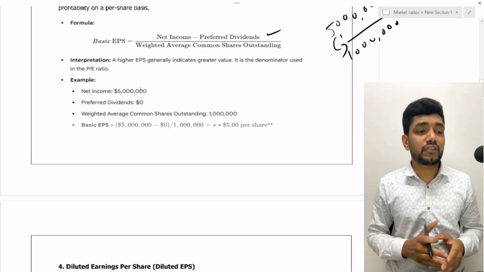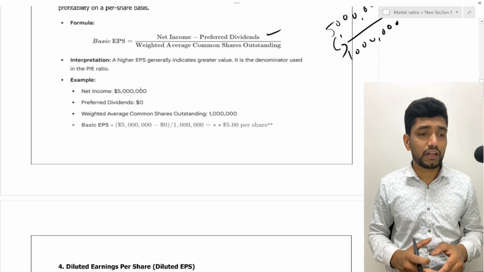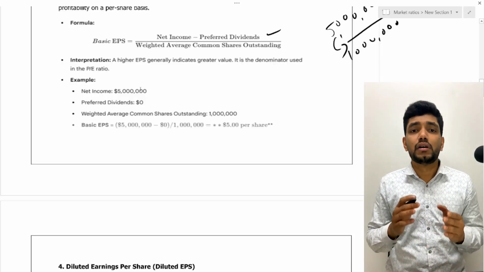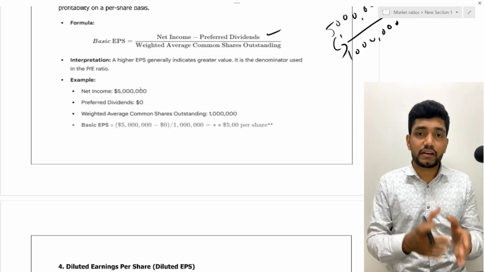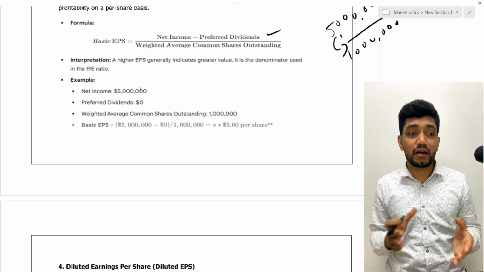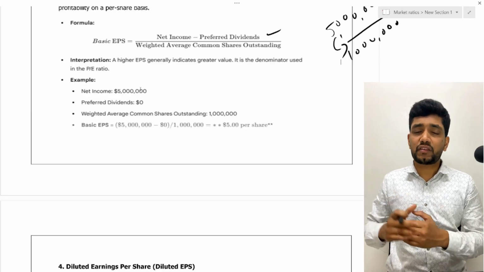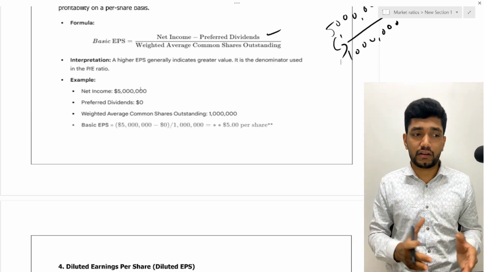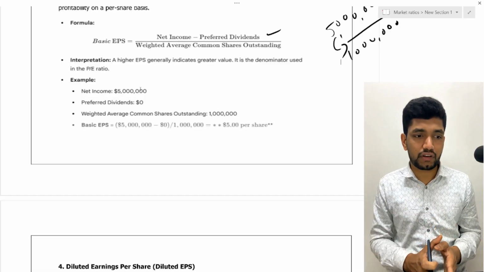Again, a higher EPS generally indicates greater value. It's the denominator used in the PE ratio. A higher earning per share is always a positive sign because the company is earning more value on its shares, or its common shares outstanding.